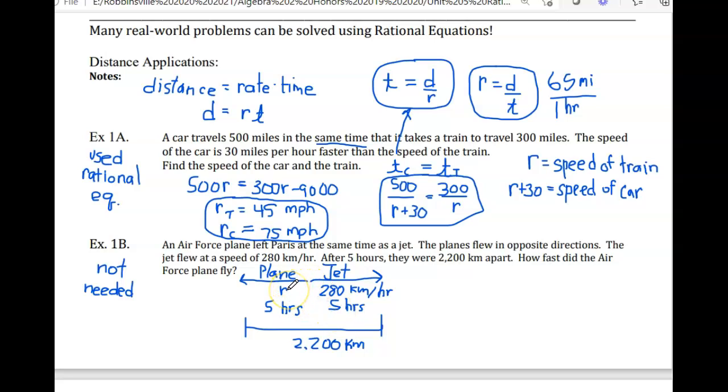We don't know the rate of the Air Force plane. That's what we're asked for. But we do know combined, those distances equal 2,200 kilometers. So the jet, we know distance equals rate times time. We have a rate and a time. So we know that the jet traveled 1,400 kilometers when we multiply 280 by 5.